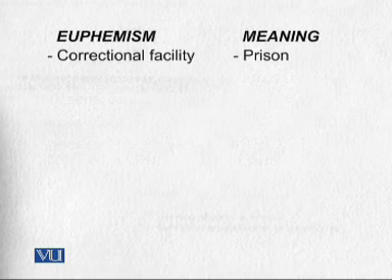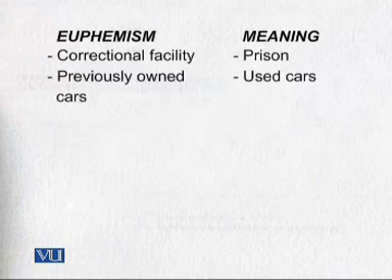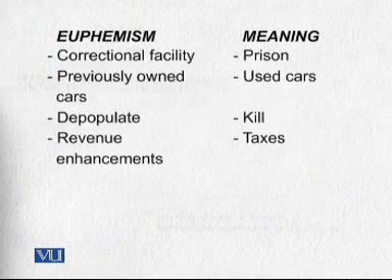Now, correctional facility, it's direct, easy to understand, meaning will be prison. Now, who will understand that the writer is actually mentioning prison if you write correctional facility? And see more, previously owned cars, used cars. Depopulate, its easy word is kill. Revenue enhancements, taxes. If you find revenue enhancements in newspapers and magazines in place of taxes, for example, who will understand this?